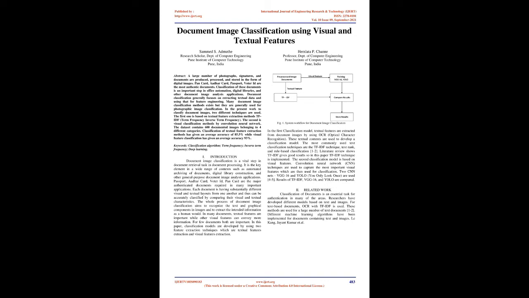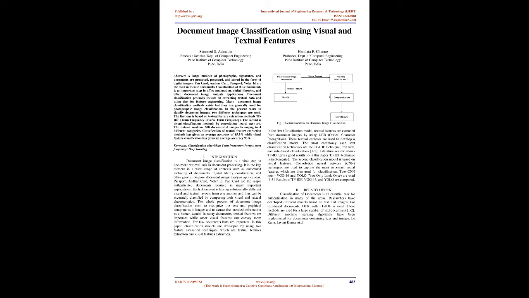The second classification model is based on visual features. Convolutional neural network, CNN, techniques are used to capture the most important visual features, which are then used for classification. Two CNN nets, VGG16 and YOLO, you only look once, are used 4-5. Results of TF-IDF, VGG16, and YOLO are compared.